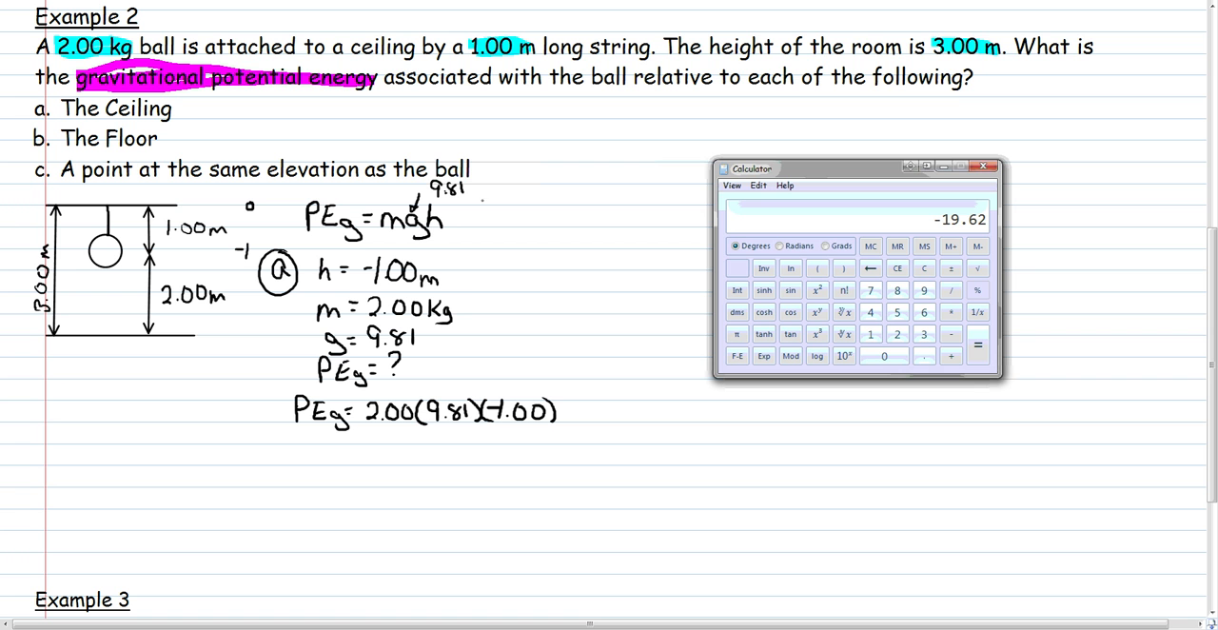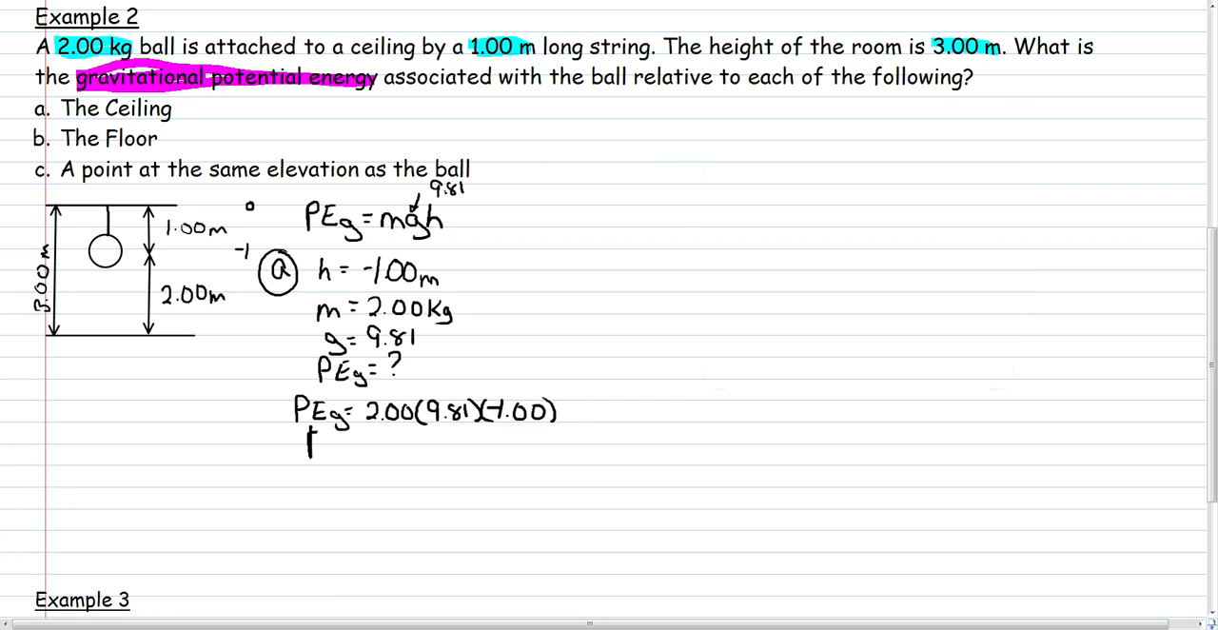So my answer is that my gravitational potential energy for this first scenario equals -19.62 joules. All right, and let's go ahead and highlight that so that we have our answer highlighted. I guess I just need to make my highlighter a little bit thicker, and then I don't have to keep trying to color it in.